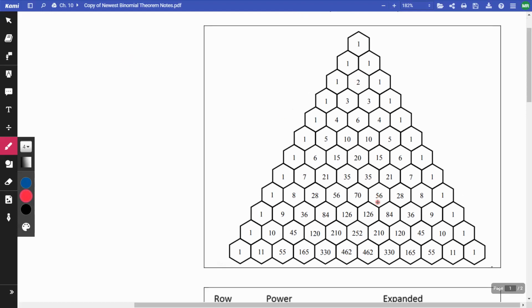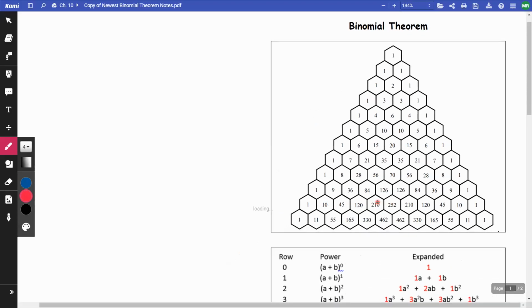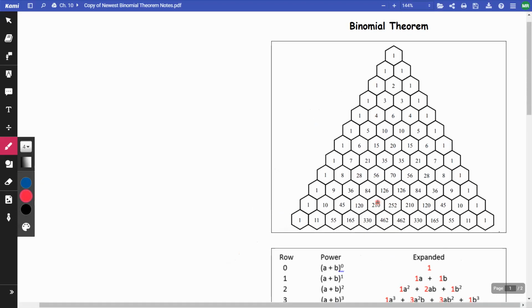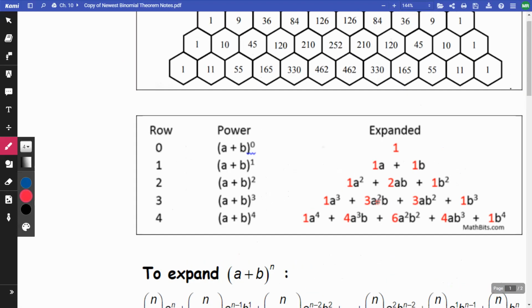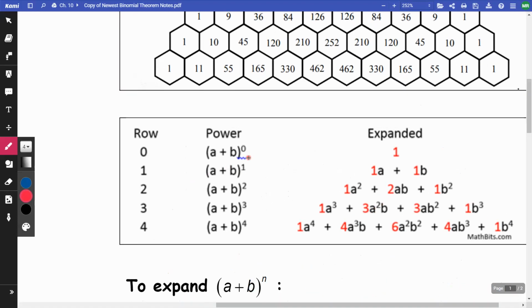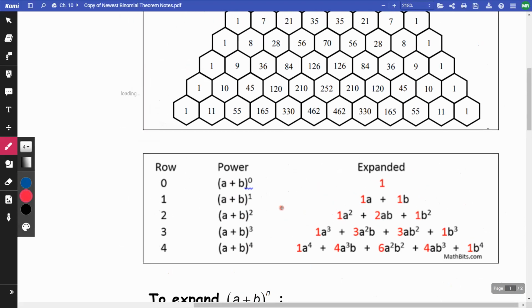So this is Pascal's triangle here, and something that it's useful for is actually taking binomials like these down here, a plus b to the power 0, a plus b to the power 1, and so forth, and expanding them. So if I was to take a plus b to the 0, anything raised to the 0 is a 1. So that represents this first row of Pascal's triangle. If I take a plus b to the first, that's really just a plus b. It's a 1a plus a 1b. So that represents the second row.